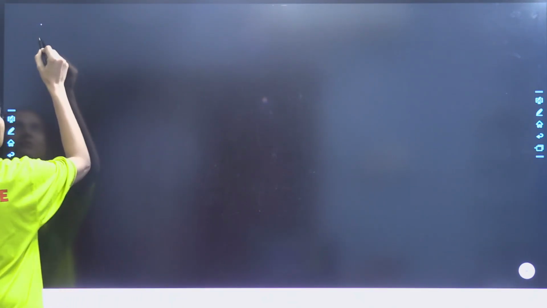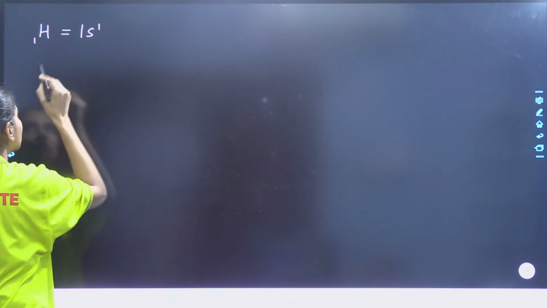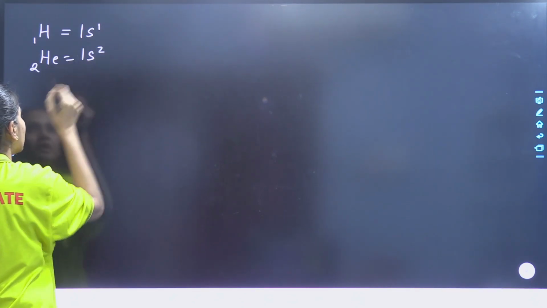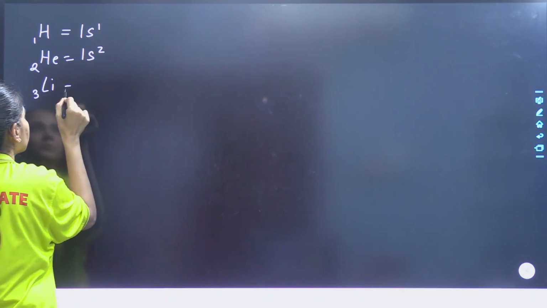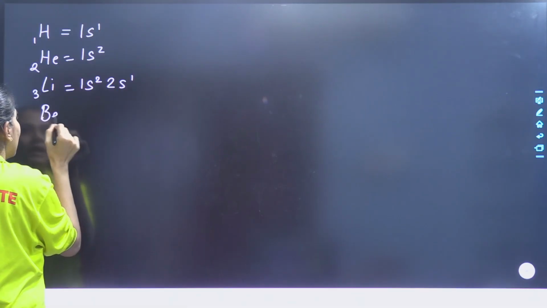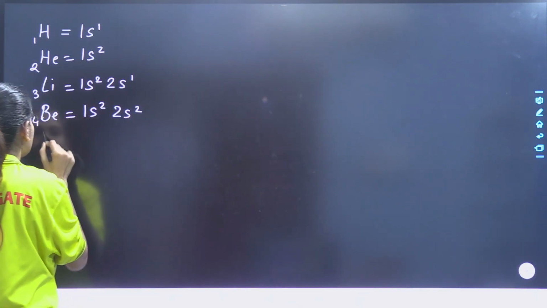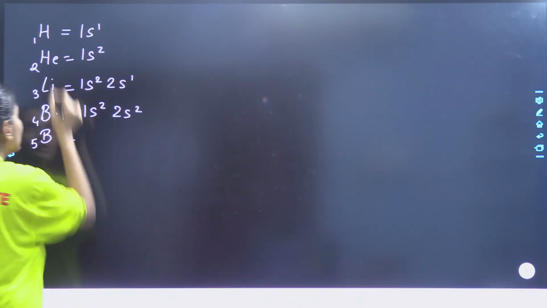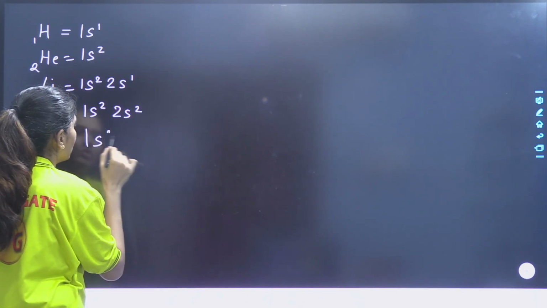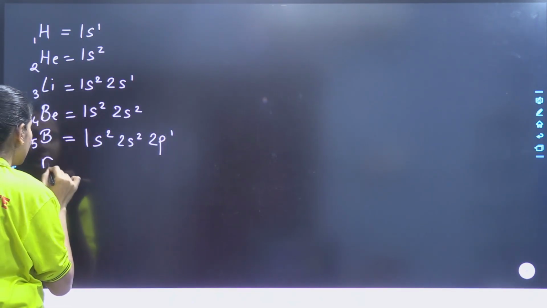So let's start. Hydrogen, atomic number 1. The electronic configuration is 1s1. Then we have helium, 1s2. Lithium, 1s2, 2s1. Beryllium, 1s2, 2s2. Boron, atomic numbers 1, 2, 3, 4, 5. Here the atomic numbers are mentioned. 1s2, 2s2, 2p1.